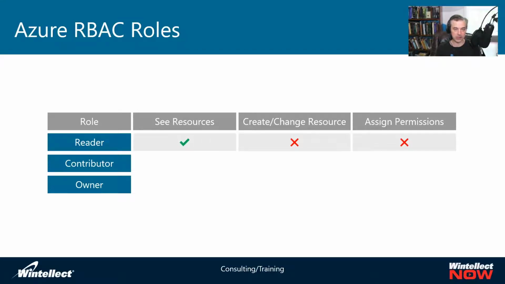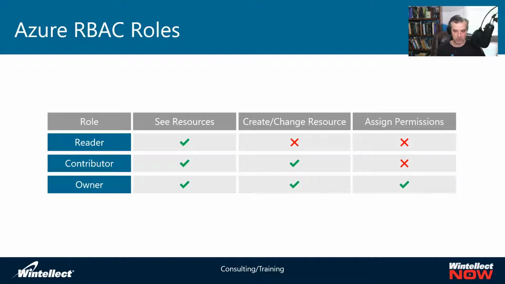So a reader can basically just see resources, but can't create or change or assign permissions to them. Contributors can see resources, create resources, but they cannot assign permissions. Owners can do all three of these. So they can see the resources, change and create resources, and assign permissions to them.